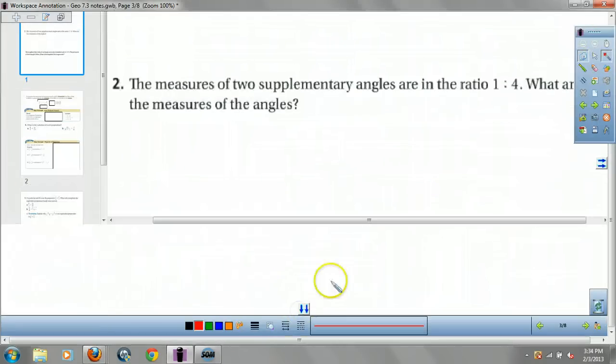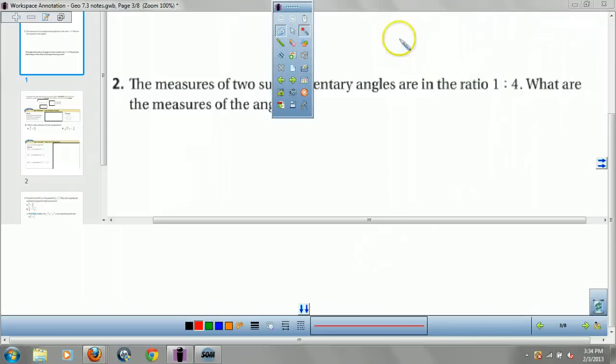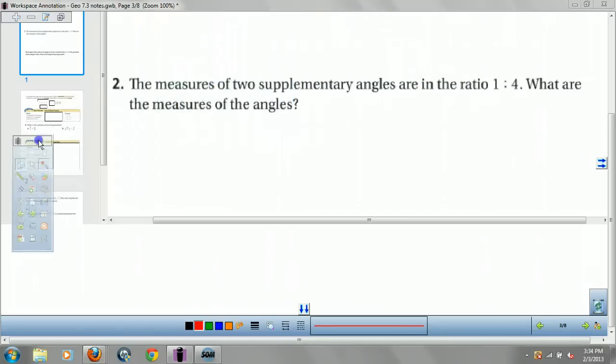The measures of two supplementary angles are in a ratio of 1 to 4. Okay. What are the measures of the angles? Okay, this is where it gets a little bit tricky. So we have supplementary angles, which means they add up to 180, right?